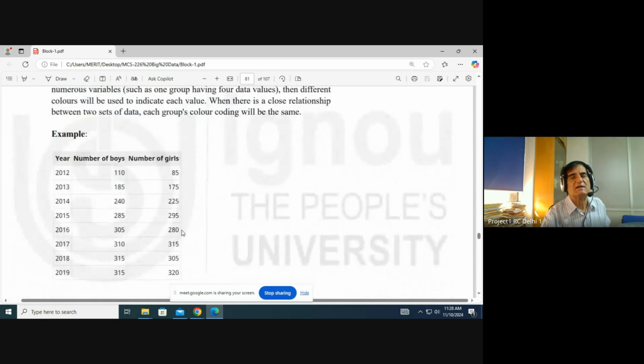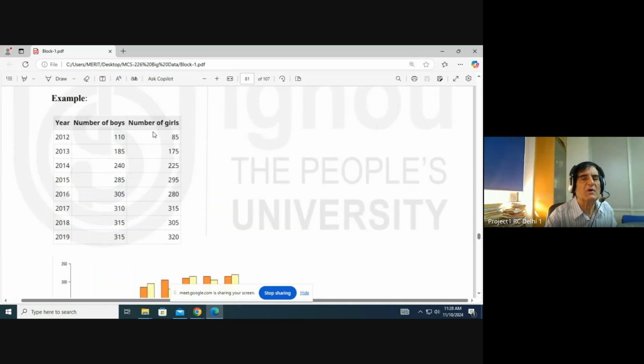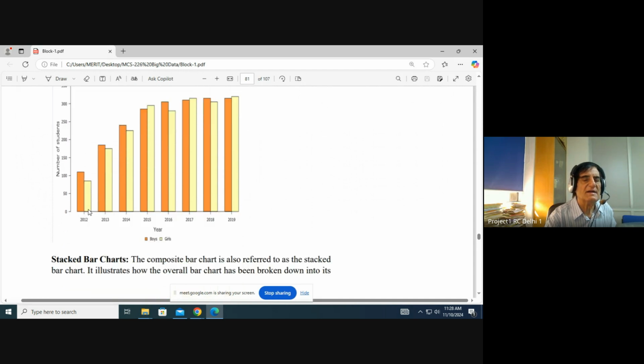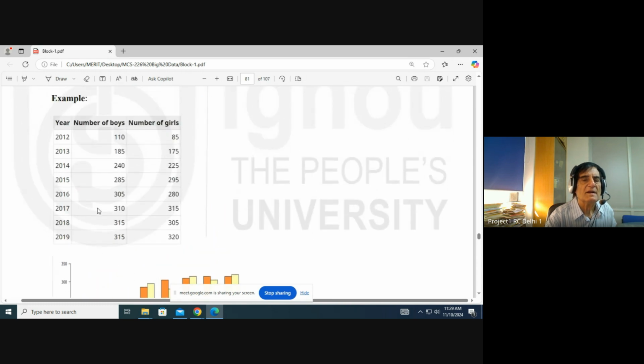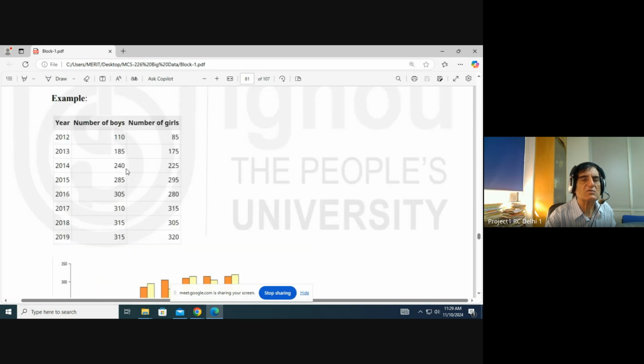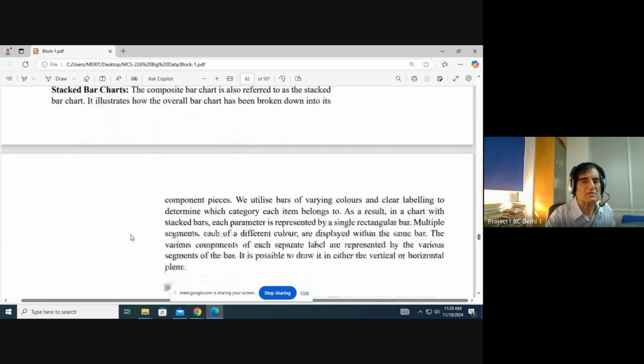Grouped bar chart वो ऐसे हो जाता है. डिफरेंट कलर्स के दो चीज़ें इसमें दो है. नंबर ऑफ बॉयज, नंबर ऑफ गर्ल्स 110, 110, 85 and this is probably 185 and 175 and this is 240, 225, 240, 225 so on so forth.